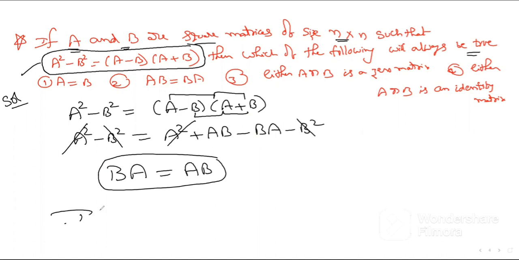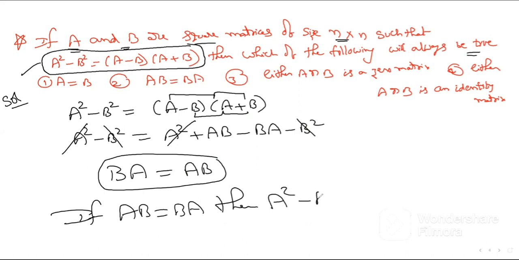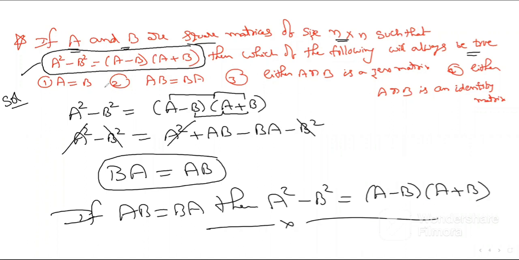If AB is equal to BA, then what is the formula? A square minus B square is equal to A minus B into A plus B. So option 2 is correct.